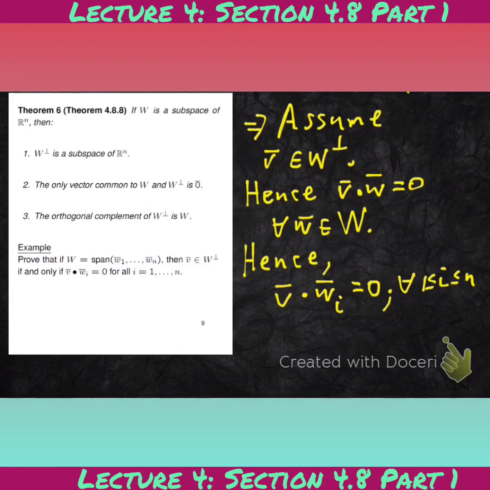And why is this? Because remember that each Wi is in capital W, right? Each one of those vectors is in capital W, because Wi bar is part of the basis, and a basis is always part of the subspace that it spans. Okay, so we've proved that from left to right.